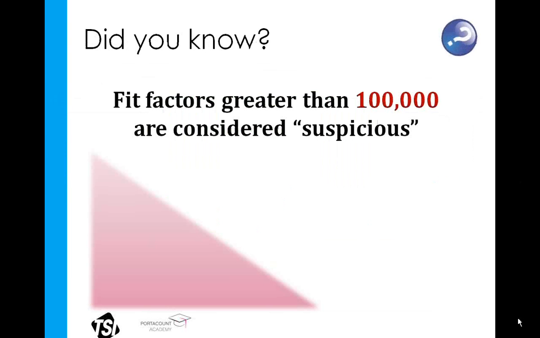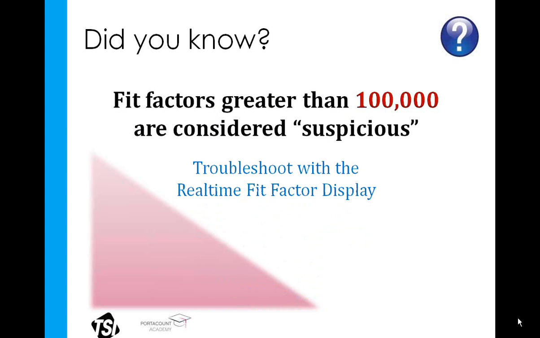So let's take some time to just explain that last one there, suspicious fit factors. Fit factors above 100,000 can be considered suspicious, and it could be a sign that there's a block or a kink in the mask line tubing. Now, what I would recommend if this was the case is that you would finish the fit test, and then after the fit test, you would open up the real-time fit factor display while the person still has the respirator donned. Okay?